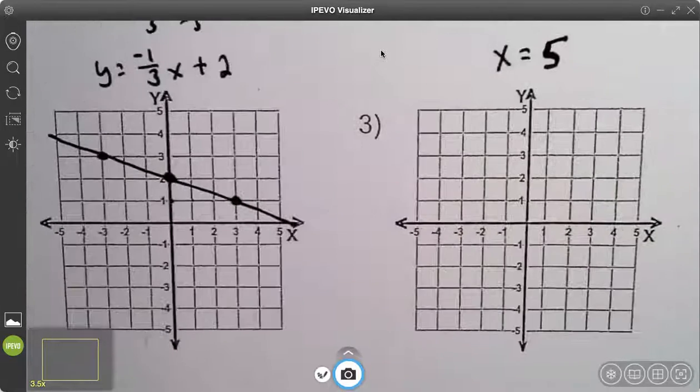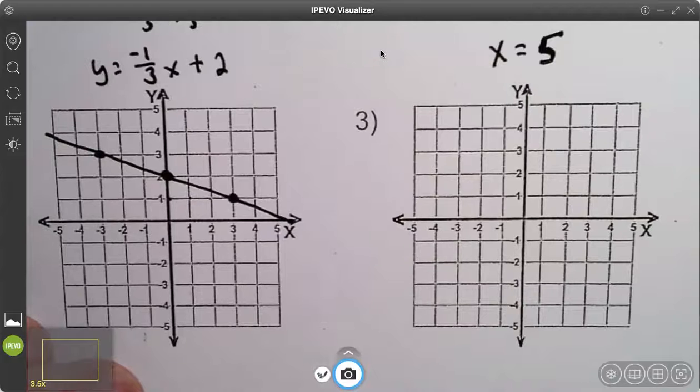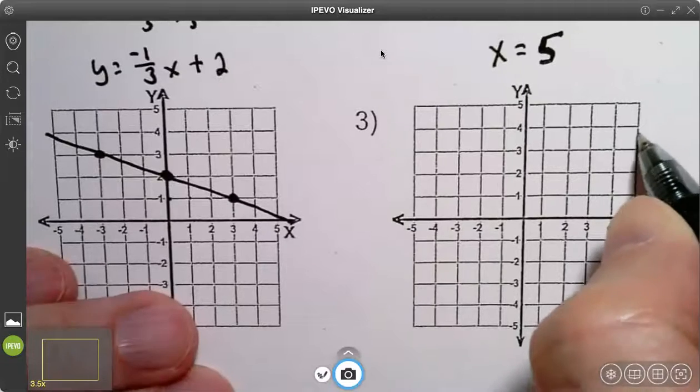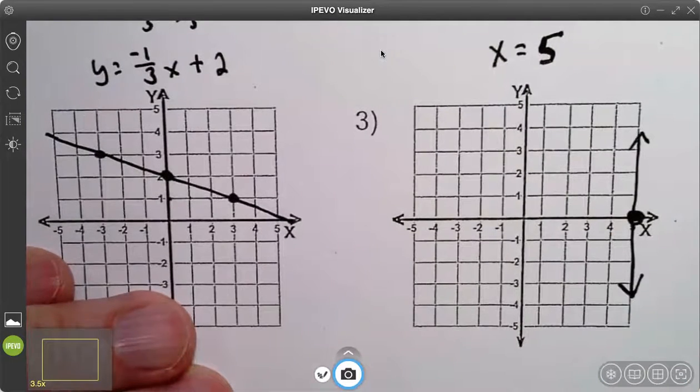Number 5, x equals 5. That is not slope-intercept form, but if you have x equals a number, it's the x-intercept. So find the x-intercept, draw a line through it. There's your graph of x equals 5.